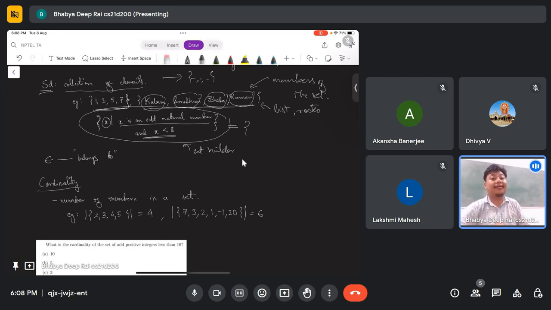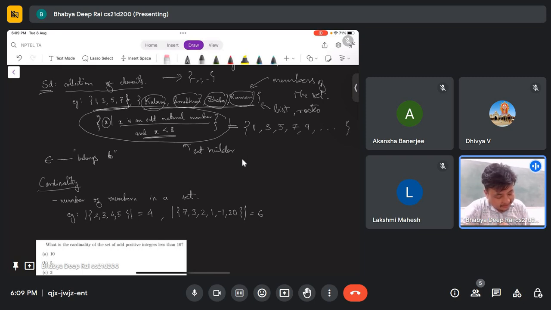An odd natural number. Assuming natural numbers start from 0, natural numbers would be 0, 1, 2, 3, and so on. But we are saying only the odd natural numbers. So 0 is not an odd natural number. 1 is the first odd natural number in the list. 2 is not an odd natural number. So we'll be choosing 3, and then 5, and then 7, and 9, and so on. This is my set of all odd natural numbers.